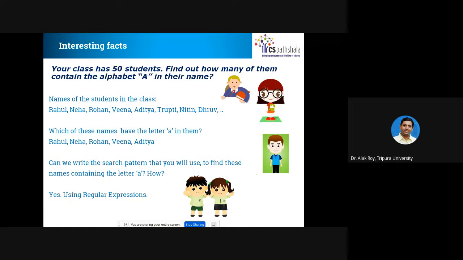So let's see some interesting facts. Your class has 50 students. Find out how many of them contain the alphabet A in their name. The names of the students can be different names. Among them, Rahul, Neha, Rohan, Bina, Aditya have A in their name. Can we write the search pattern that you will use to find these names containing the letter A? You will be able to find them using regular expressions.